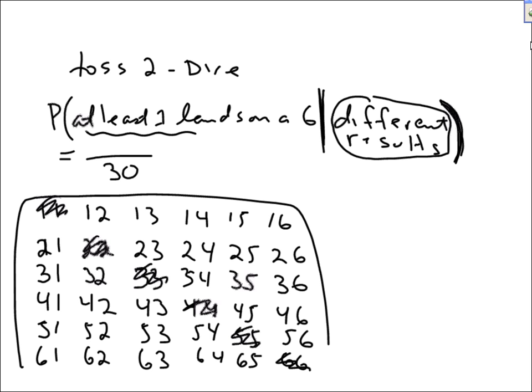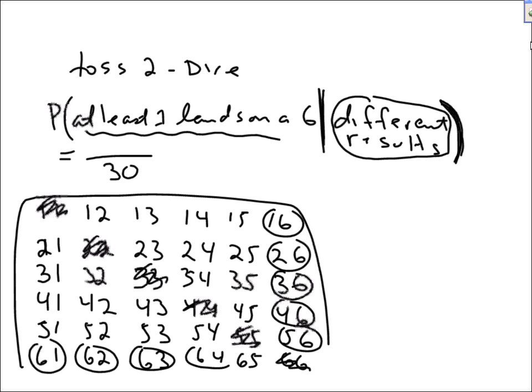How many of them have at least 1 6? 1, 2, 3, 4, 5, 6, 7, 8, 9, 10. 10 out of 30, also known as 1/3. It's very clean to do it that way, that is, to deal with the reduced sample space as opposed to dealing with the formula.